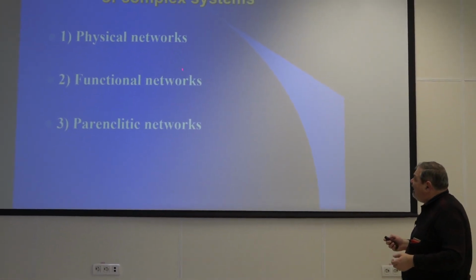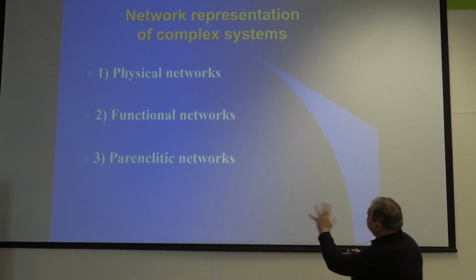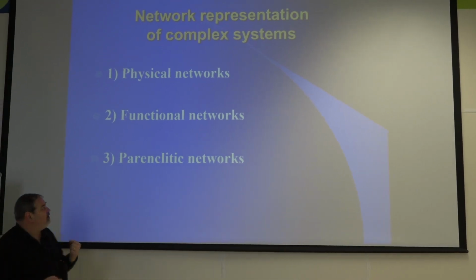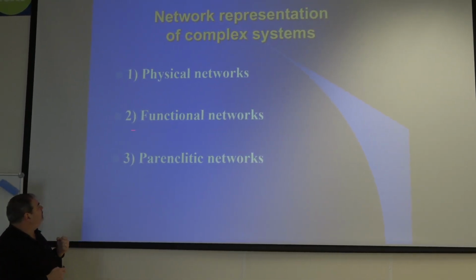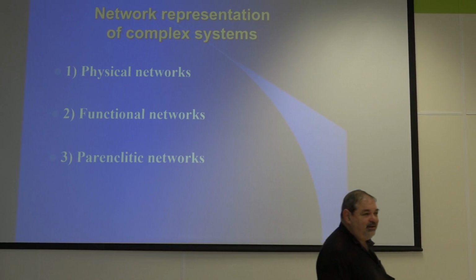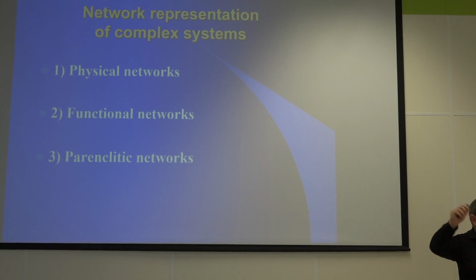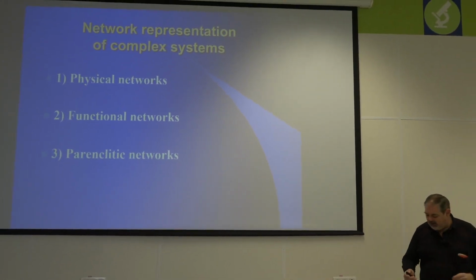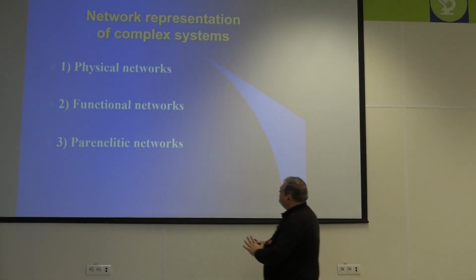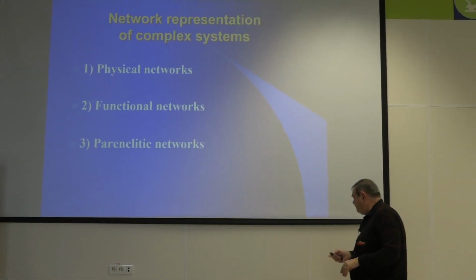If you have assumed this idea of networks as representations of complex systems, you have, in fact, three classes of networks. One class that I call physical networks, another one that is called functional networks, and the third one, which will be the end of my seminar, which is called parenclitic networks. Each one applies to a different situation. So let me briefly discuss these first two, physical networks and functional networks, and then we will concentrate more on the new one, which is parenclitic networks.